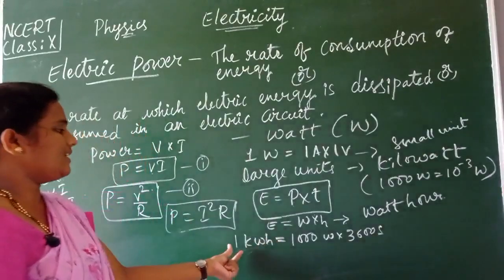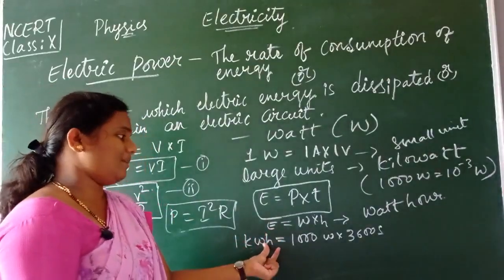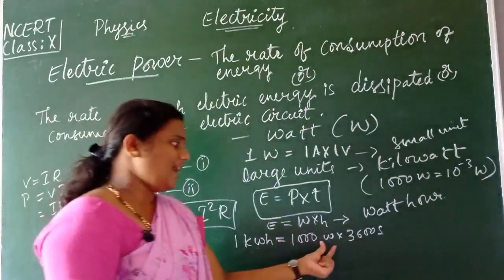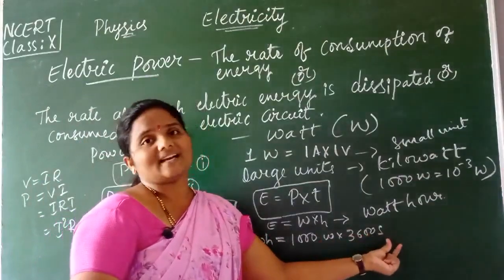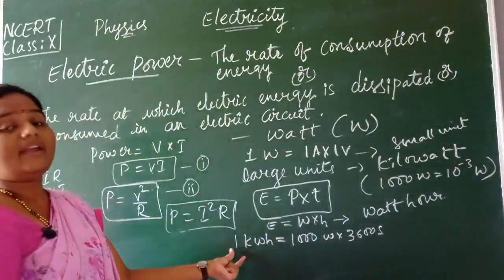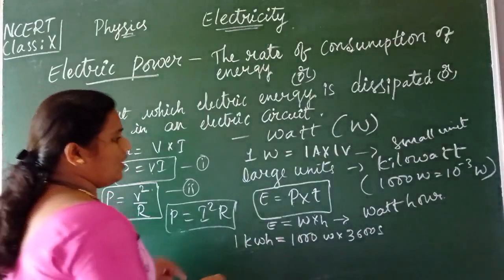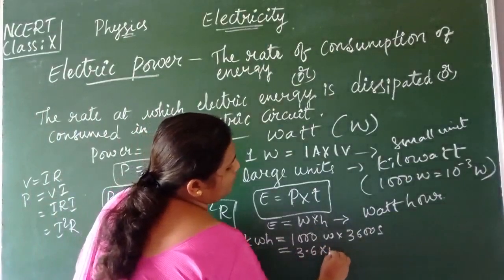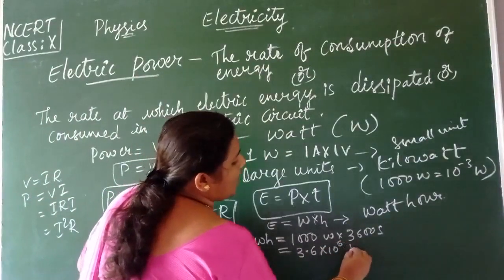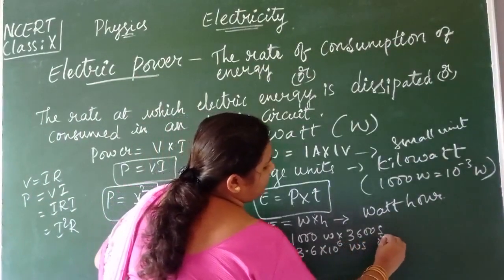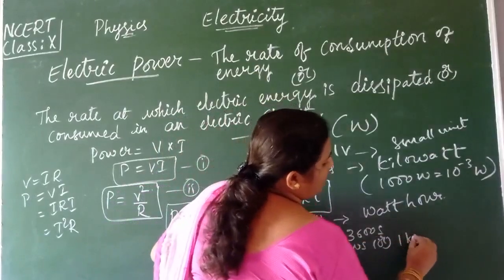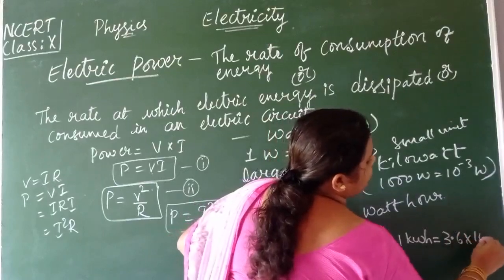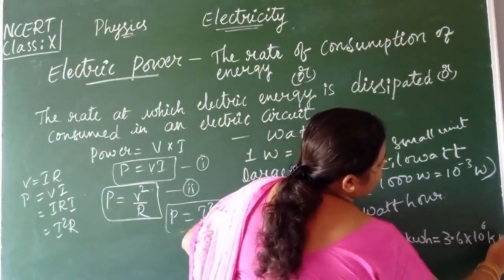Once again I'll repeat, children. 1 kilowatt hour is nothing but when 1000 watts of energy is supplied for 3600 seconds, then it is said to be 1 kilowatt hour, and this is equal to 3.6 into 10 to the power of 6 watt second, or 1 kilowatt hour is equal to 3.6 into 10 to the power of 6 joules, children.